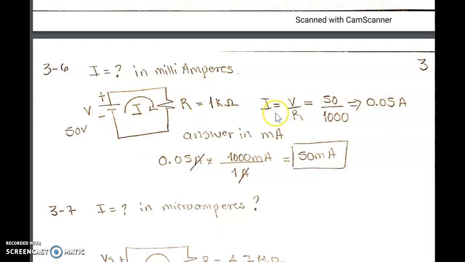There is no current here. So the value of the current is going to be 50 volts divided by 1000 ohms, which is 0.05. But we don't stop there. They are asking for the answer in milliamperes, so we have to go from amperes to milliamperes. So we use this conversion factor. We know that 1 ampere has 1000 milliamperes. So the answer in milliamperes is 50 milliamperes.